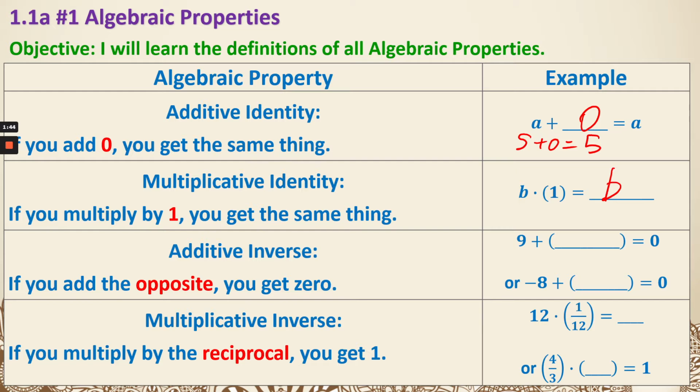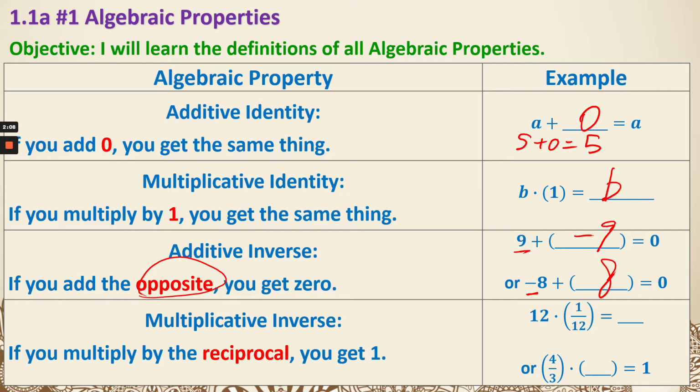Third one, additive inverse. Inverse means opposite. So if you add the opposite, you get 0. And opposite means if you have a positive number, you add a negative one. If you have a negative number, you add a positive. So 9 and negative 9, negative 8 and 8, they're inverses. And since we add them together, we get a 0. That's called the additive inverse.